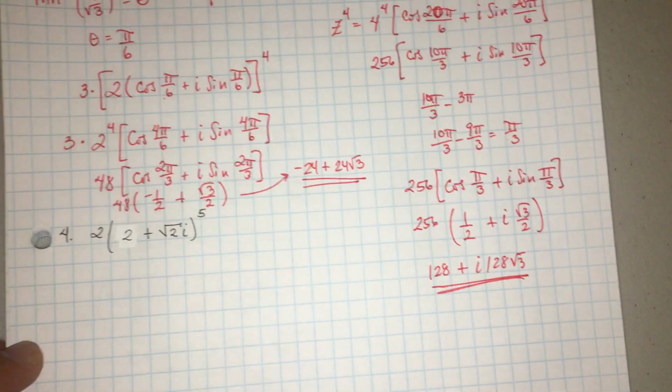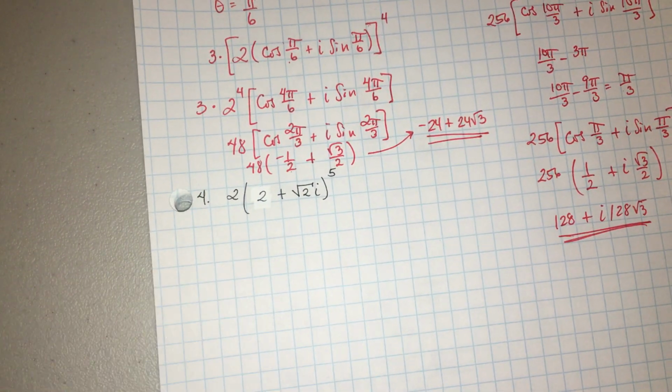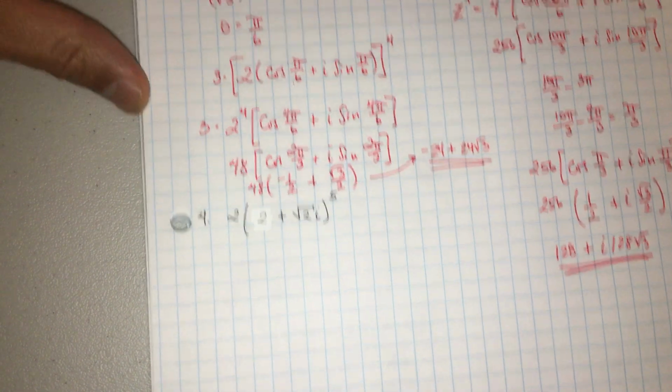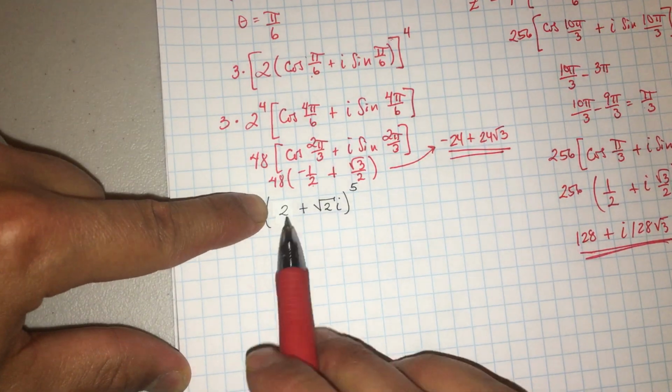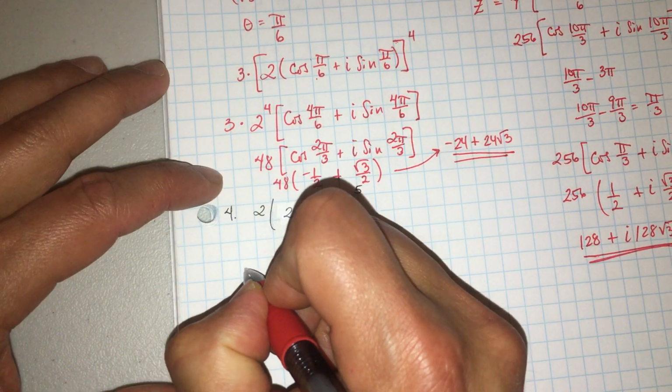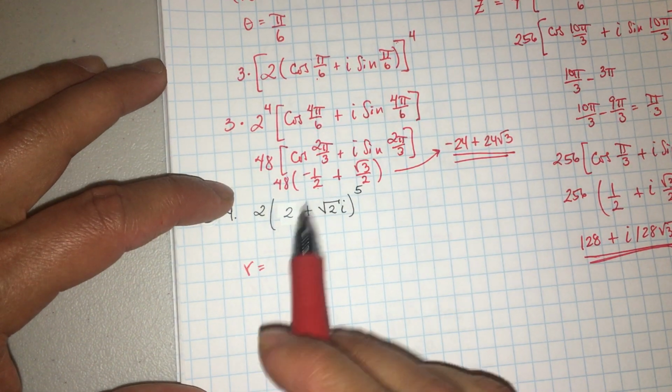And there it is, guys. Let's do one more. Same thing with this one. Don't worry about that 2. Go ahead and just use this guy. Okay. So let's go ahead and find our R first. I got to rewrite this into my trig form.